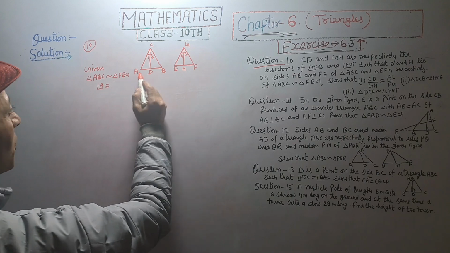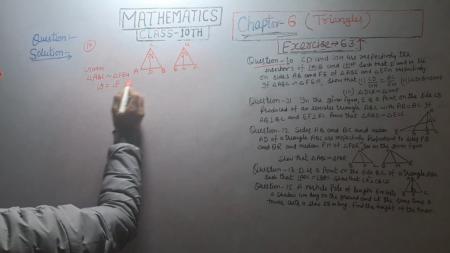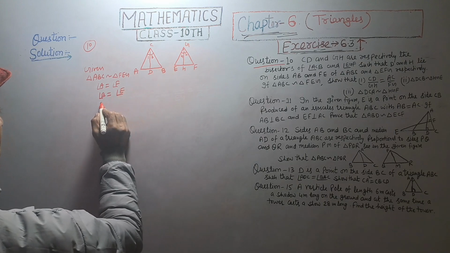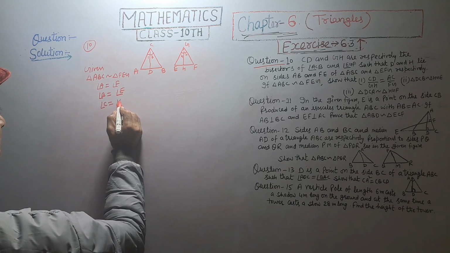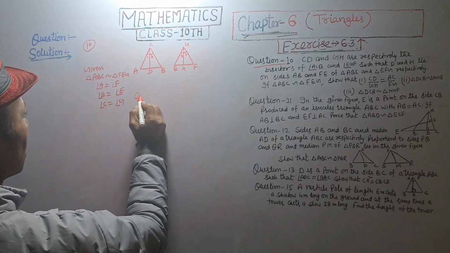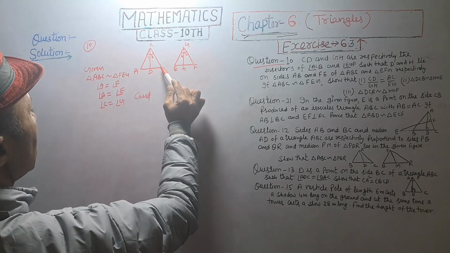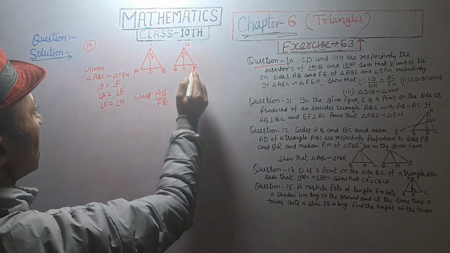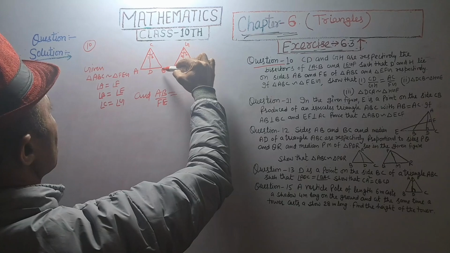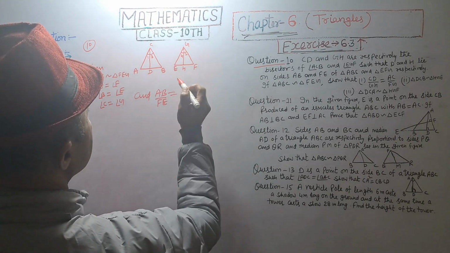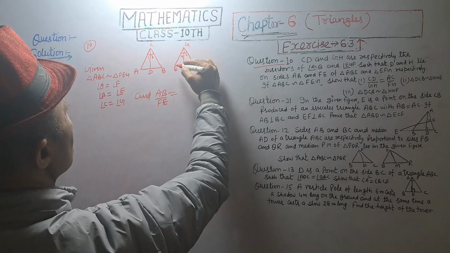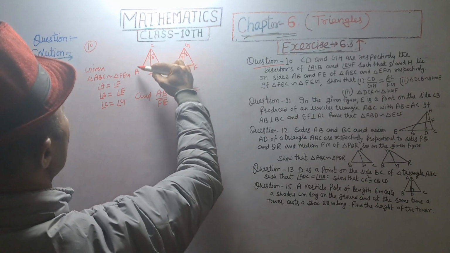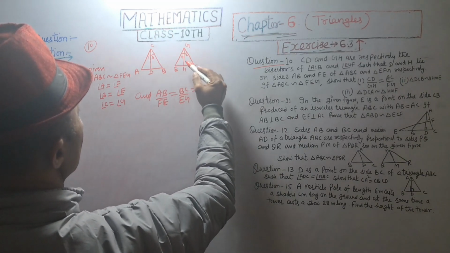Angle A is equal to angle F, angle B is equal to angle E, angle C is equal to angle G, and AB upon FE is equal to BC upon EG, that is equal to AC upon FG.